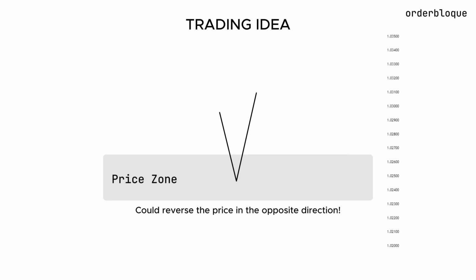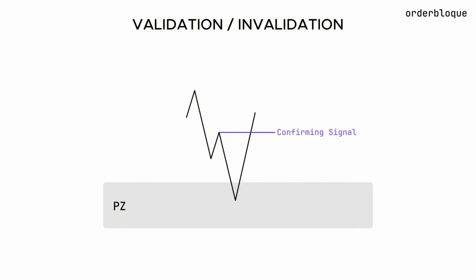Let's say that during our analysis, we discovered an important zone on the chart that interests us and, in our opinion, could reverse the price in the opposite direction after being tested. In other words, we have an idea that this zone may provide a reaction that we can monetize. After forming an idea, the next stage is validation or invalidation, which constitutes the third step. For this, we need to wait for the selected zone to be tested and then receive a confirming signal that the price is ready to move in the opposite direction. This will indicate the validity of our idea and confirm that we were right.